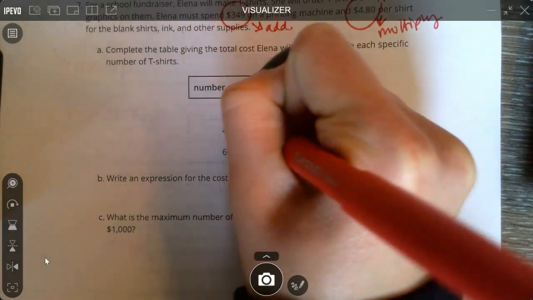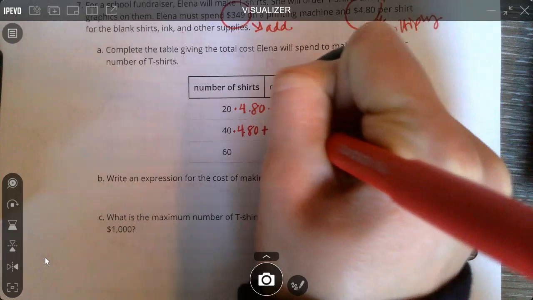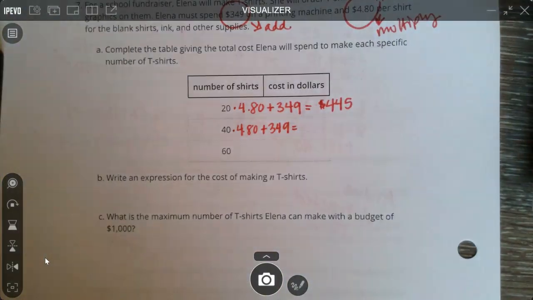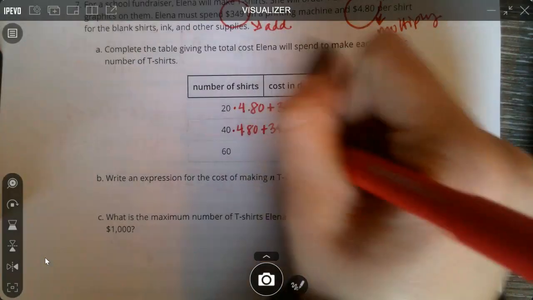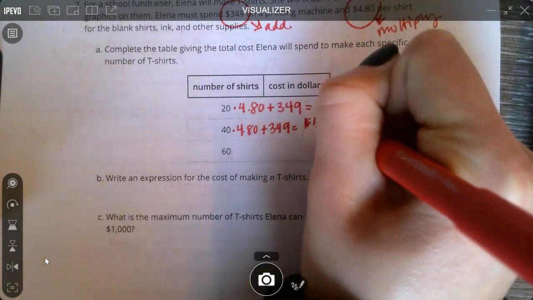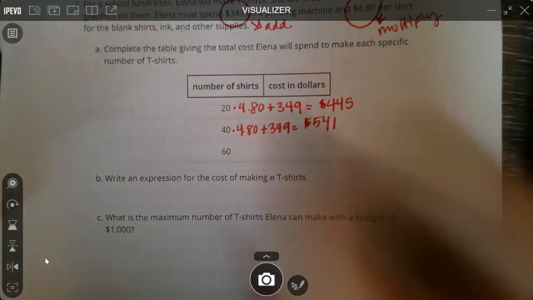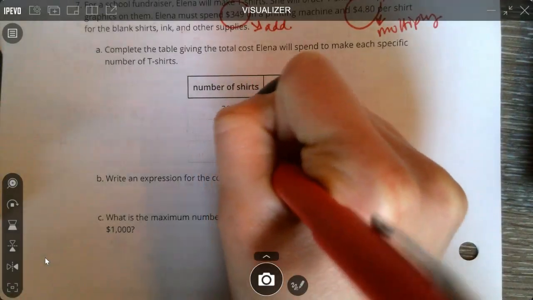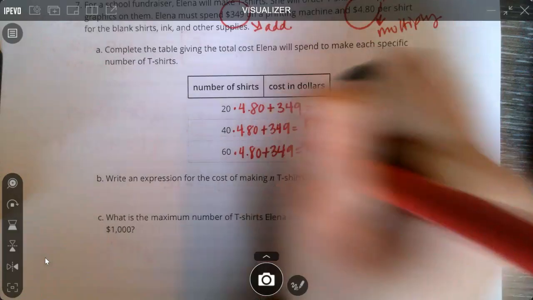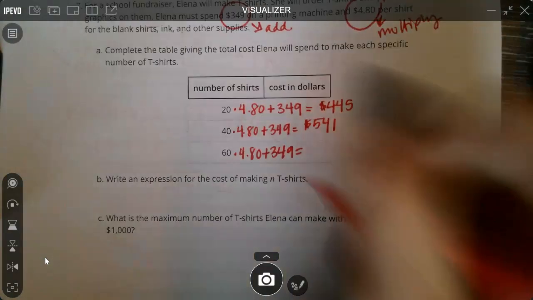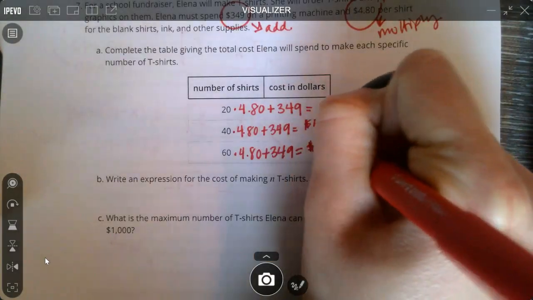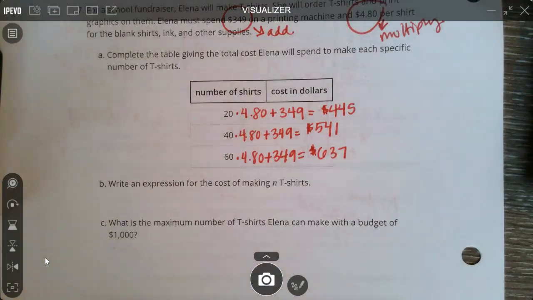Okay, next, 40 shirts. 40 times 4.80 plus $349 for the machine. Let's see, $541. And last one, 60 times 4.80 plus $349. Every single time, it is a pattern. 60 plus 637. Alright, so that's what you needed to do to get your points on your table.